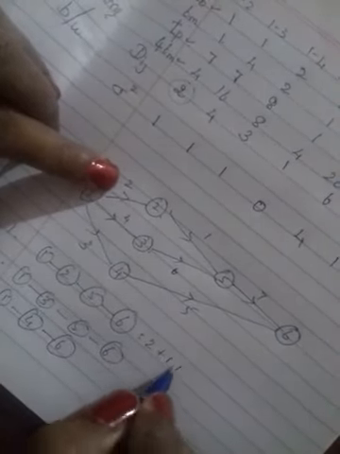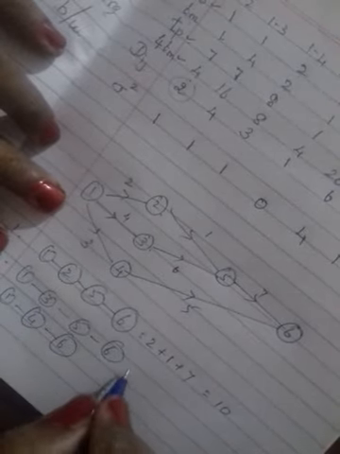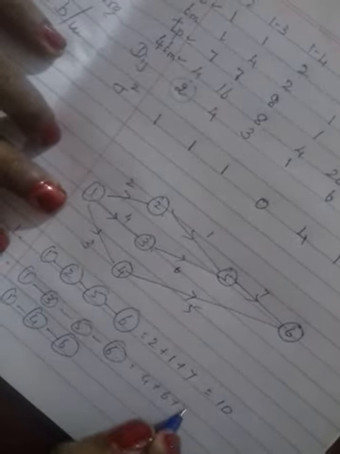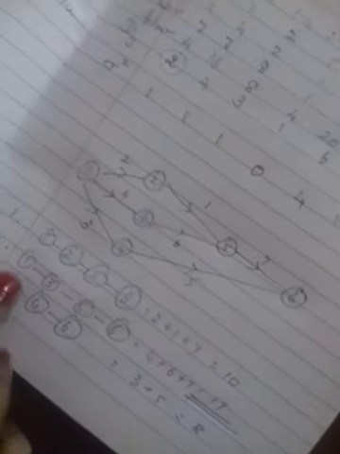Now add the durations. 1 to 2 is 2, plus 1, plus 7, so we get 10 here. And this is 4 plus 6 plus 7, you will get 17 days, and here it is 3 plus 5, you will get 8 days. So which is the highest? 17 is the highest, this one. So put a double line: this is 1 to 3, 3 to 5 and 5 to 6. This is the critical path we got.